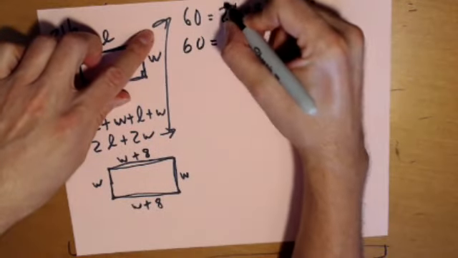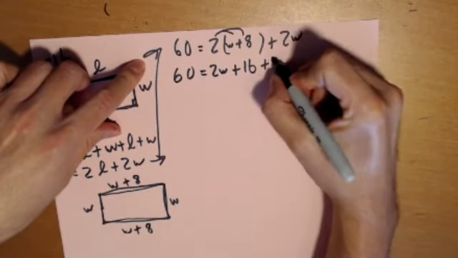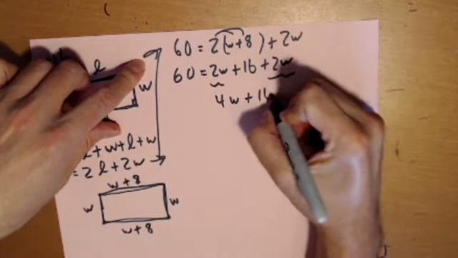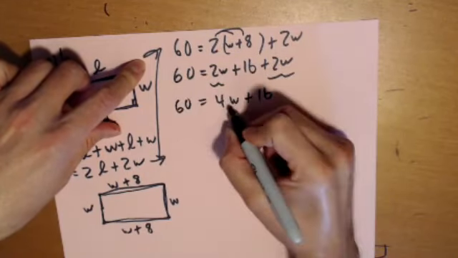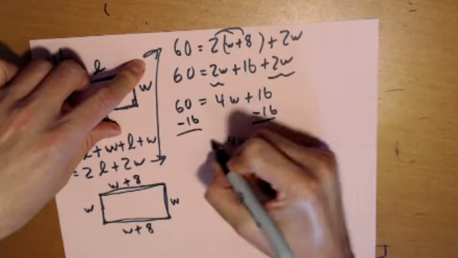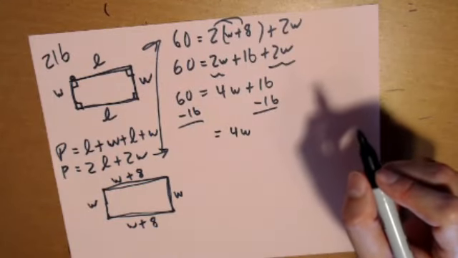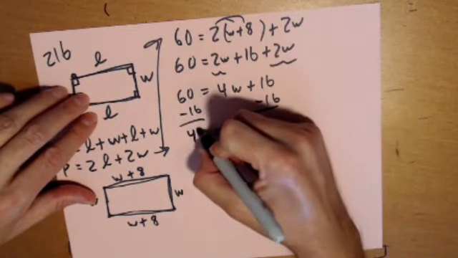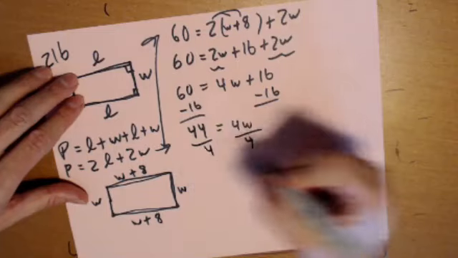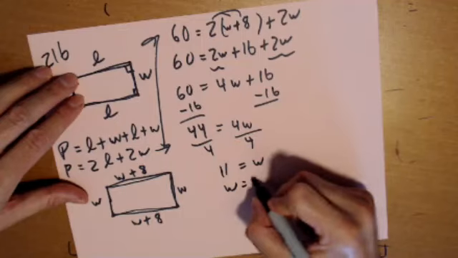60 equals, distribute this, 2W plus 16 plus 2W. Combine like terms. 4W plus 16 equals 60. Get the W's alone. Subtract 16. Subtract 16. 4W is equal to 60 minus 16. I should be able to do that in my head. 44, but I used a calculator. Get W alone. It's being multiplied by 4, so divide by 4. And so W is equal to 11, and it looks prettier if you put the variable on the left side.